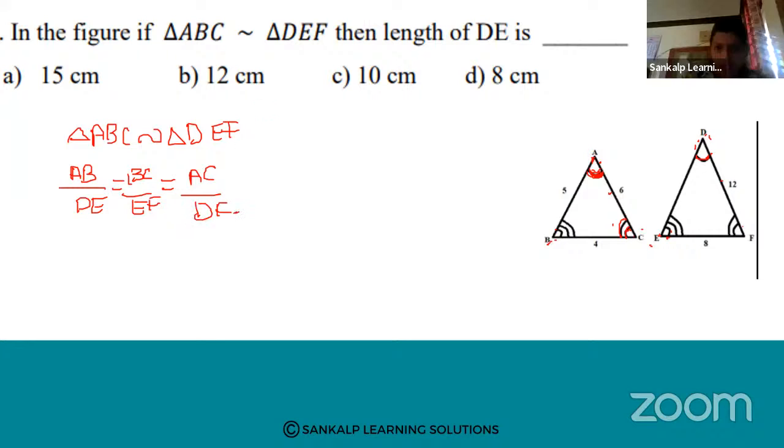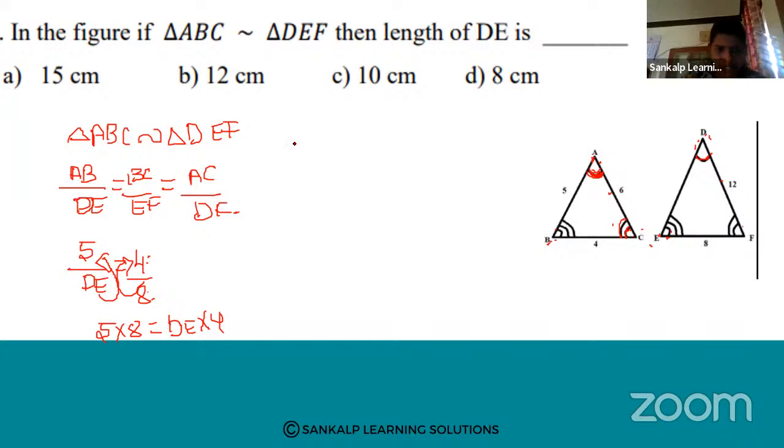Okay. Yes, what we need to calculate, that is DE. Where is DE? AB divided by DE. So AB value is 5 divided by DE is equal to BC value is 4. EF value is 8. Next. So this is enough, because we need only DE. So we will take only these two sides. Transfer this DE to this side and 8 to this side. So 5 into 8 is equal to DE into 4. Right? If DE goes here it becomes DE into 4. If 8 comes this side, 5 into 8.